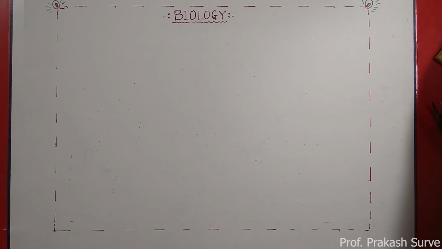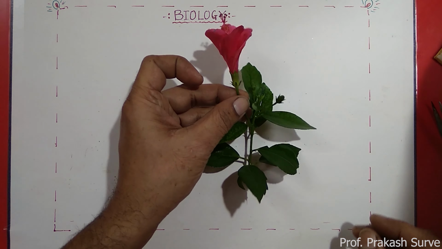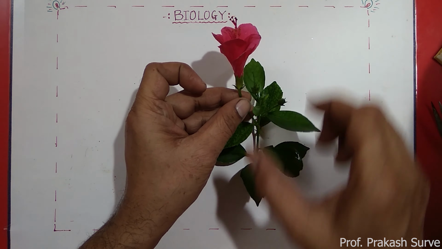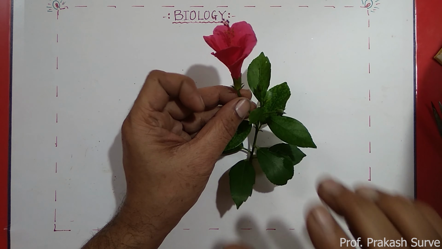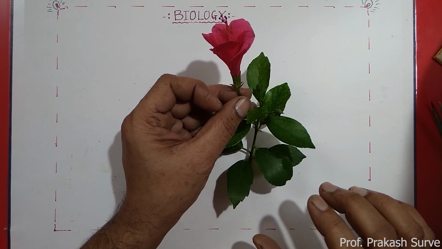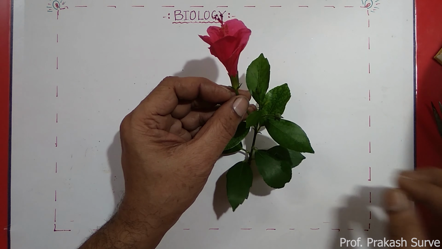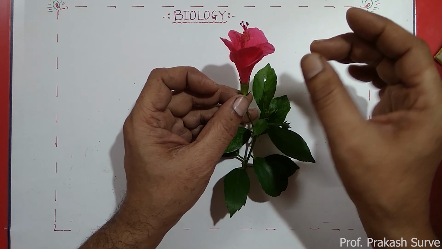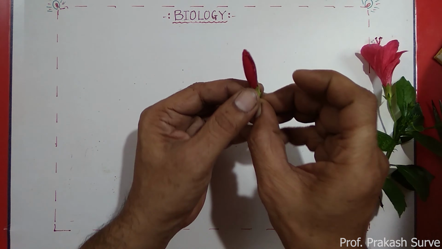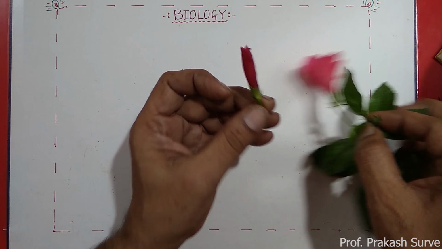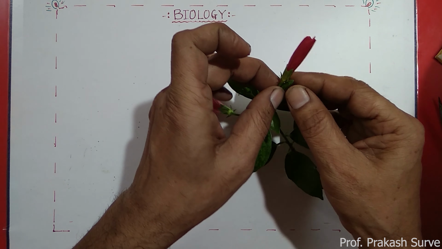I don't have the pot now, so I have brought a branch of the plant. This is a hibiscus plant. You consider it a potted plant. Here we have to follow the process of hybridization. Now, when this flower is in the bud condition, suppose this bud is present on this plant, just consider it, I am only showing a demonstration.